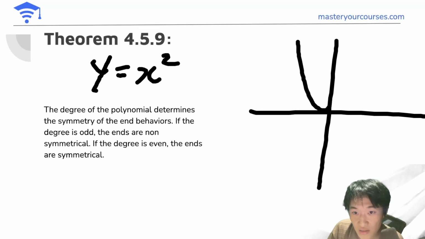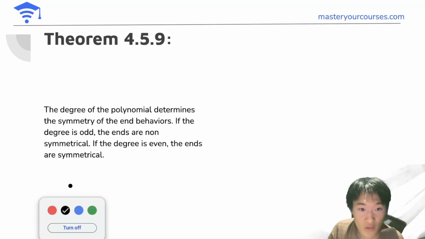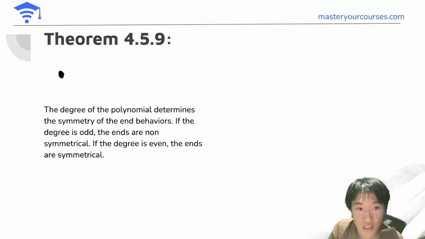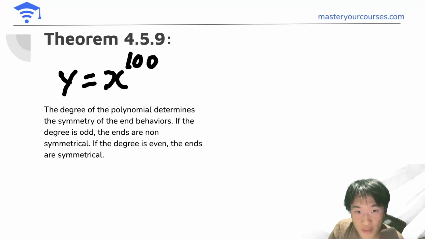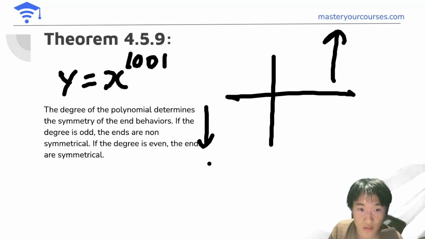Well, it actually expands to positive infinity on both end behaviors. So they're symmetric. Now, this theorem is basically saying we don't need to know what the functions look like. As long as we know the degree of this function, say it is 1001, then you know that the end behavior is not going to be the same. One is going to go up, one is going to go down.